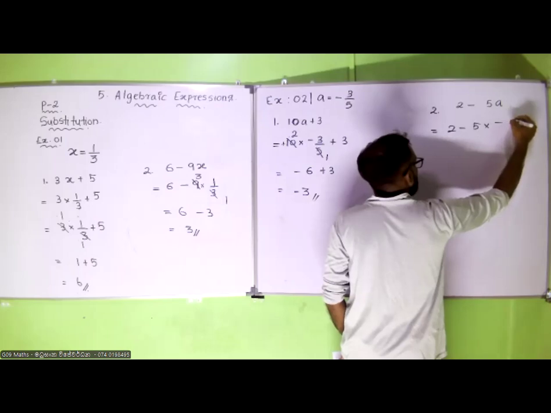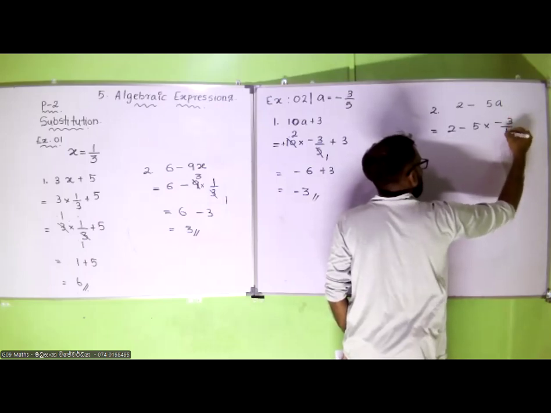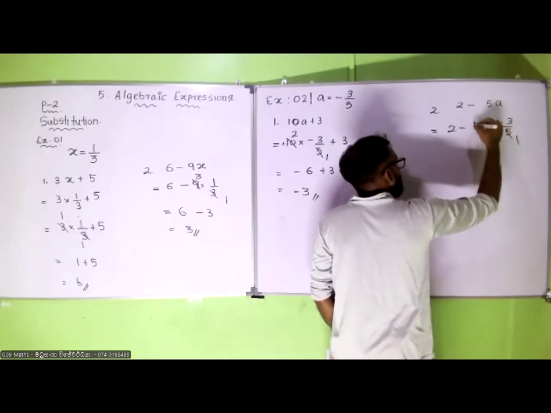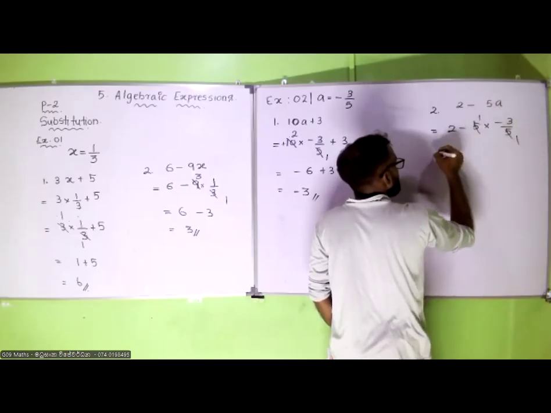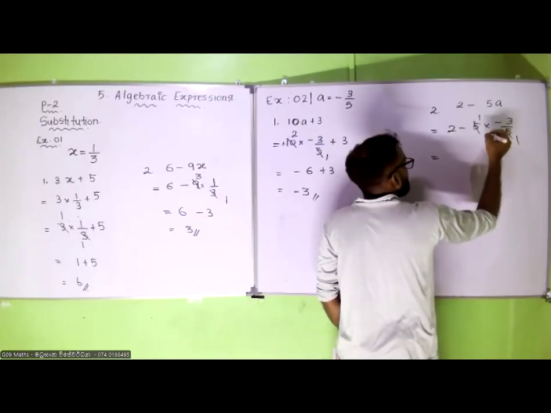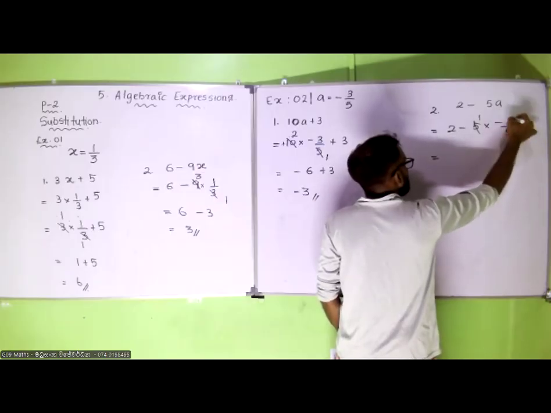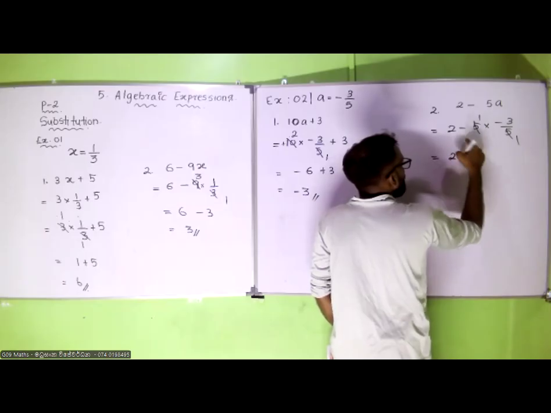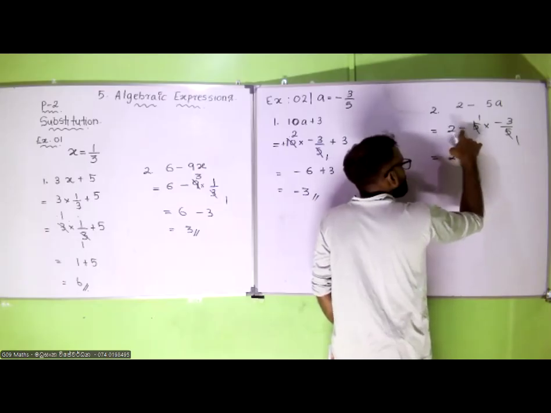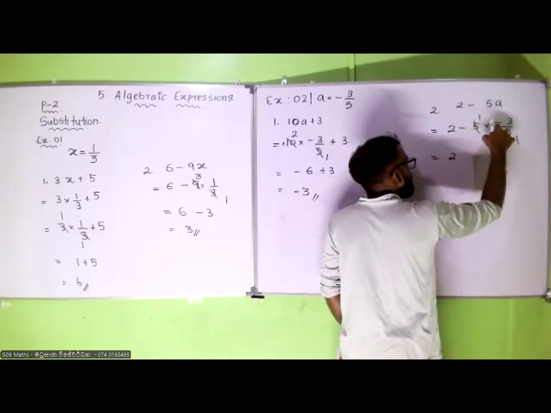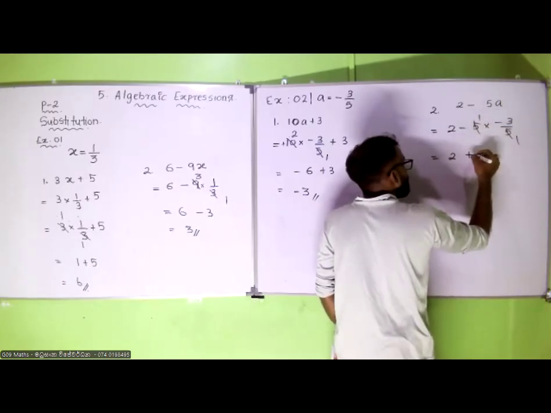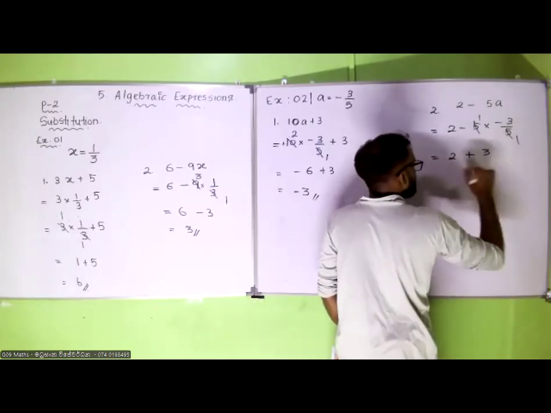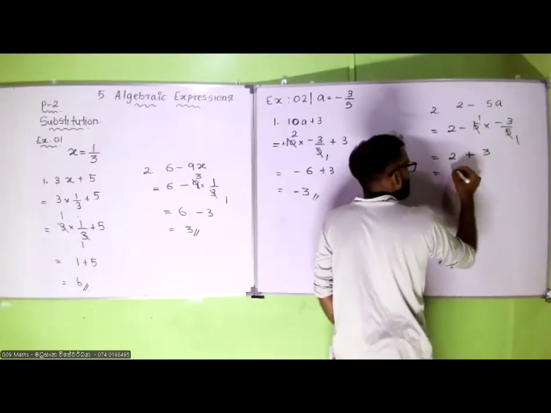Equal mark, 2 minus 5 times, instead of A I am going to substitute -3 divided by 5. 5 times 1, 5 times 1. If you want, you can put brackets here. Here you have 2. Negative into negative, positive. 1 times 3, 3. The denominator is 1, doesn't matter. 2 plus 3, 5.